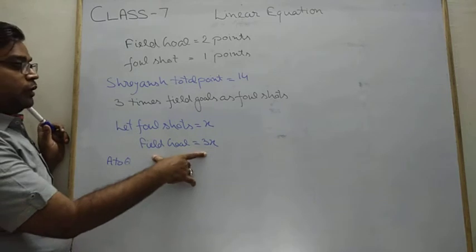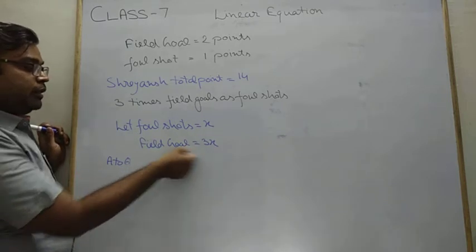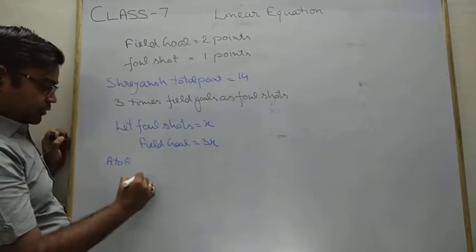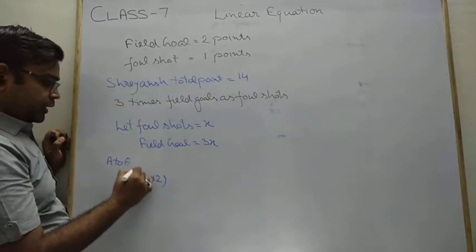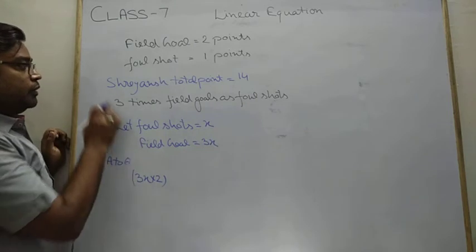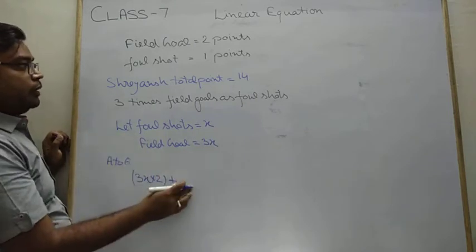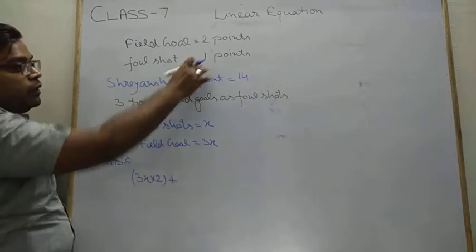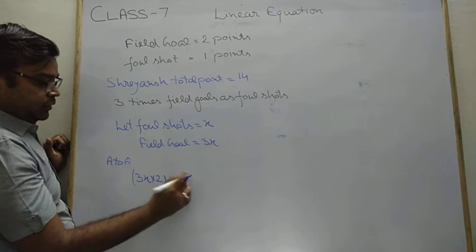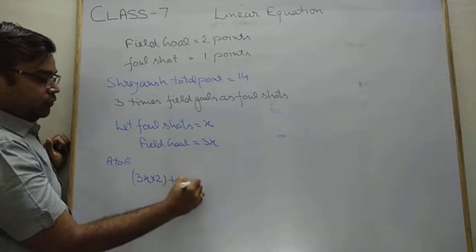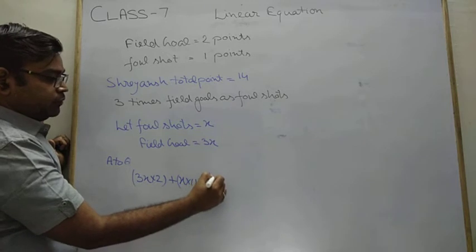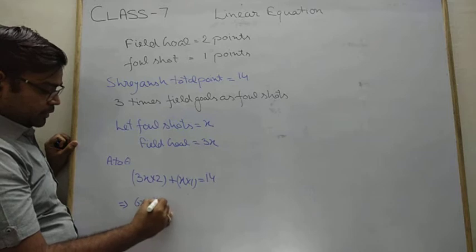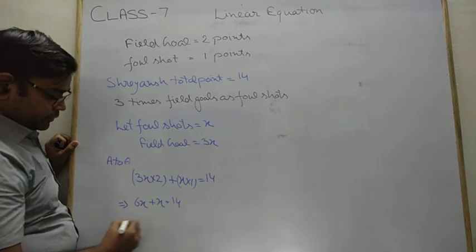So what is the total points scored by Shreyans? By field goals it is 3x into 2. That is the points scored by field goals, plus foul shots. From foul shots, how many points are scored? 1 into x, and this total is 14. So we write 6x plus x equals 14.